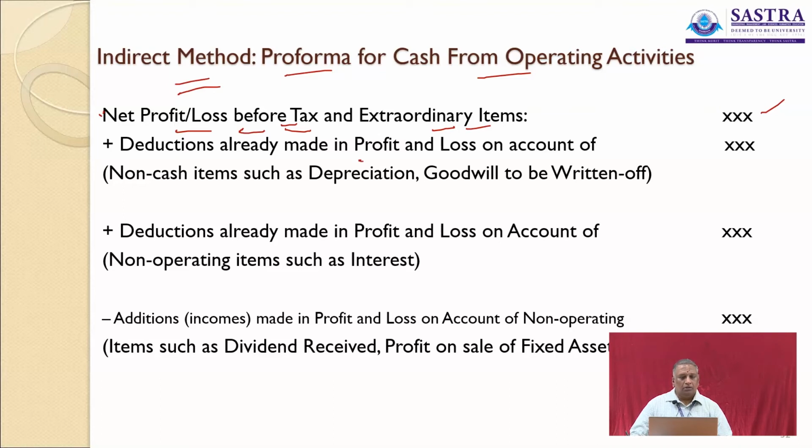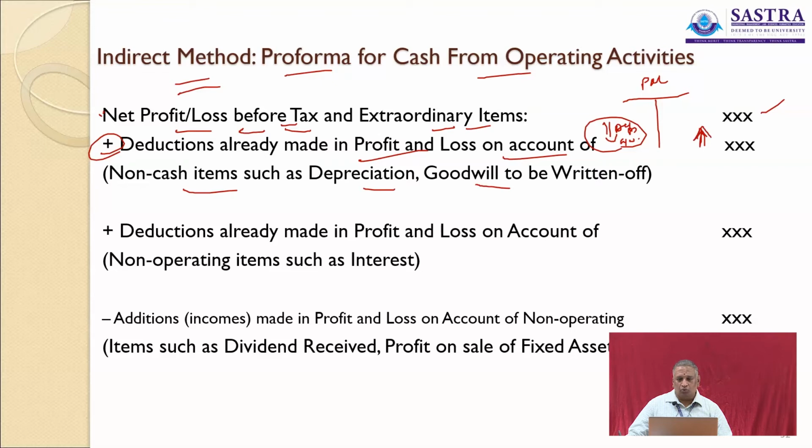And deductions already made in the profit and loss account towards non-cash items like depreciation and goodwill are to be added back. By doing which, what happens? These are all already debited in the P&L account, depreciation. The more you debit, your profit will decline. But because of depreciation or goodwill written off, cash will not flow out. It is just written off. That's it. There will be no outflow of cash. So if you add this back, your cash position will increase. The very purpose of adding it back is to increase the cash position.